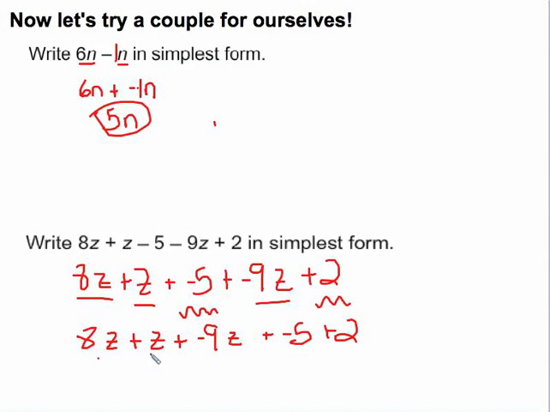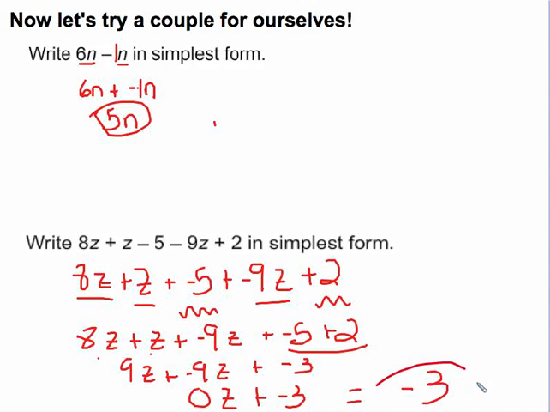Well, 8z and z, that's going to be 9z plus negative 9z plus, and I'm going to go ahead and combine those. Negative 5 plus 2 is negative 3. Well, 9z plus negative 9z, that's going to be 0z plus negative 3. And I know that 0 plus any other number is going to be that same number itself, so my final answer is negative 3. All right?